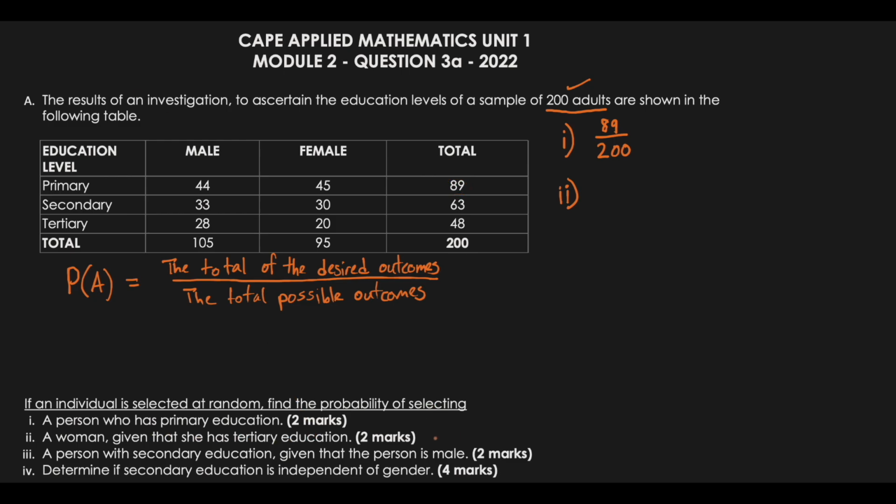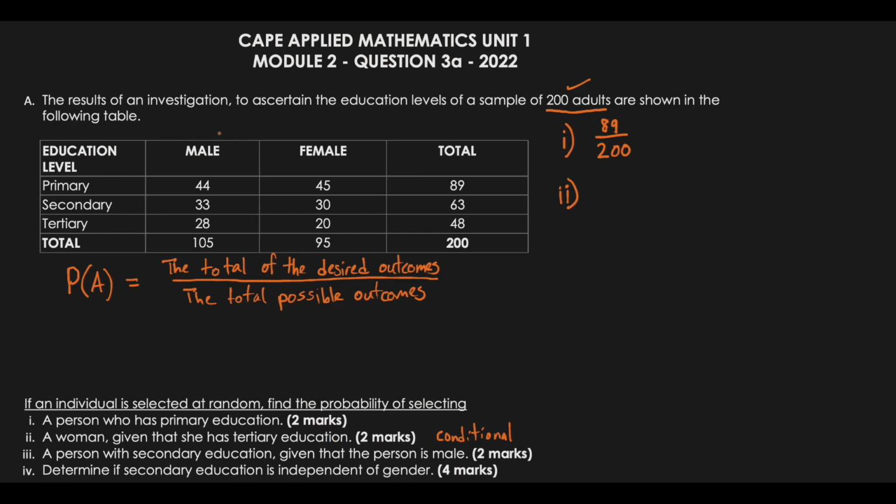So number 2, it says a woman given that she has tertiary education. So what we call this here is conditional. It's a conditional scenario. Okay, so I'll show you 2 ways to do this. I'll show you a straightforward way when we're using contingency tables. Then I'll show you the way we can calculate it using standard probability rules for conditional probability.